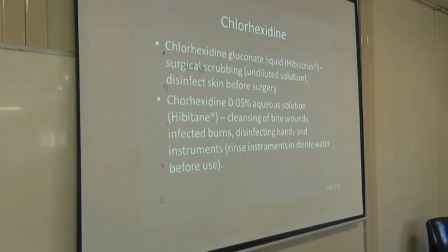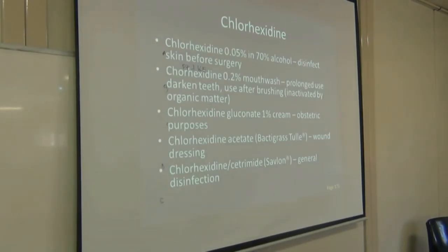Chlorhexidine, you would have probably seen chlorhexidine. The scrub, yes. It's red. Yeah, pink red. Okay. So chlorhexidine gluconate liquid is used for surgical scrubbing or to disinfect skin before surgery. Then you get chlorhexidine 0.05% aqueous solution, which is Hibitane, for cleaning bite wounds, bites by animals and humans and snakes. Okay. There are many different types of chlorhexidine products available. The thing about chlorhexidine is that it gets inactivated by organic material. So, for example, for the chlorhexidine mouthwash, you have to brush your teeth before you use it. Okay. Otherwise, it's not going to work that well.